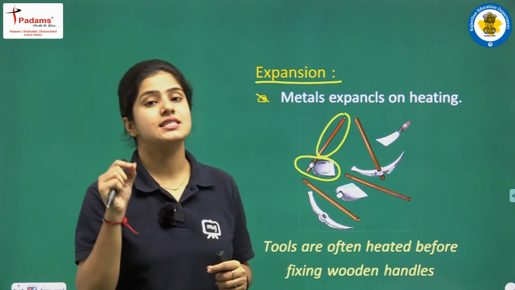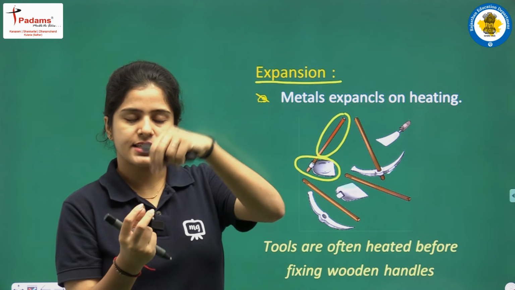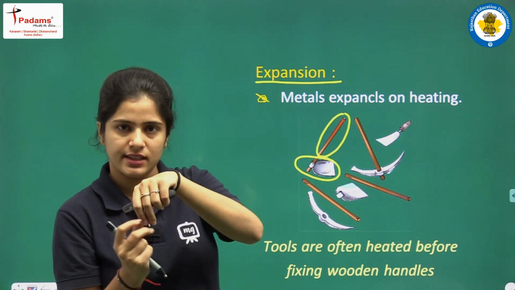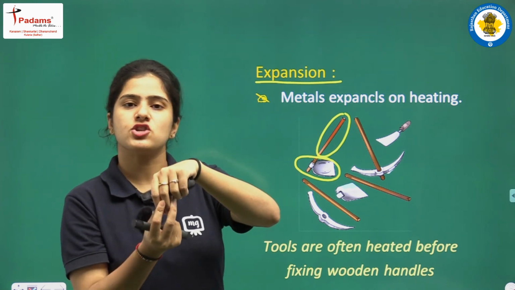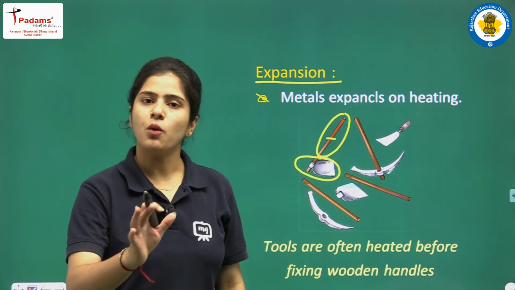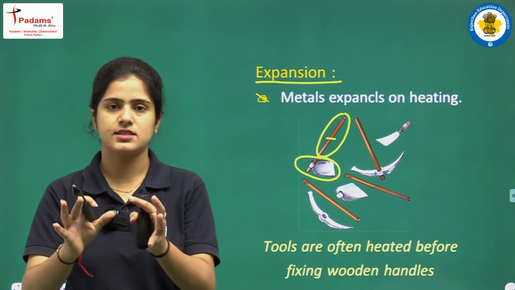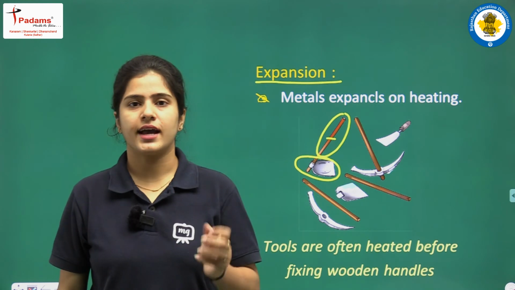Students, the ring is heated first, and then it is fitted onto the wooden stand. Due to heating it expands, and due to the expansion it now fits on the wooden stand. Now, students, what will happen after the cooling is done? It will cool down, go back to its original state, and contract.